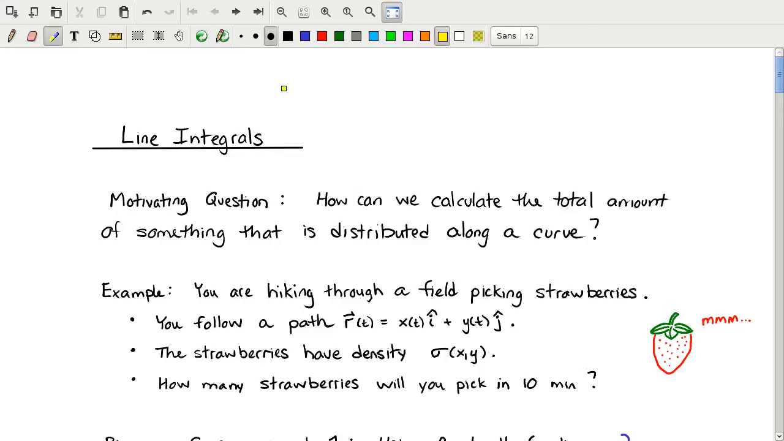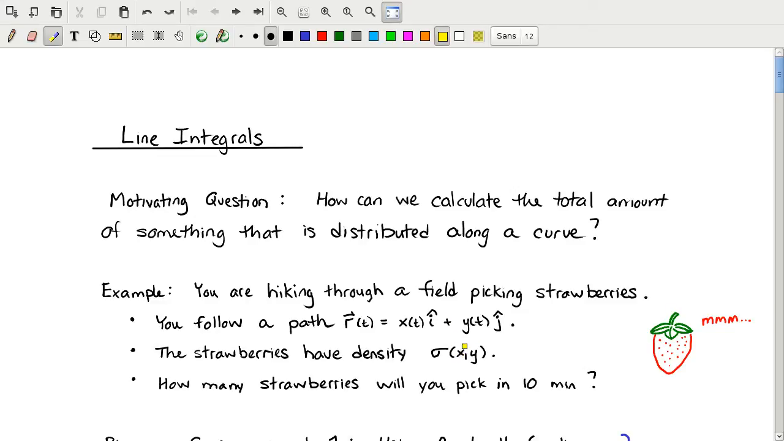And here's a simple example. You're hiking through a field in the XY plane, and you're picking strawberries. You're picking every strawberry that you see as you walk through this field. Supposing that you follow a path through the field given by this parameterized function right here that has an x and a y part, and the density of strawberries in the field is given by some function sigma, then how many strawberries will you pick in 10 minutes of walking along this path? So that would be an integral from t equals 0 to 10, somehow along this path of this density function sigma.